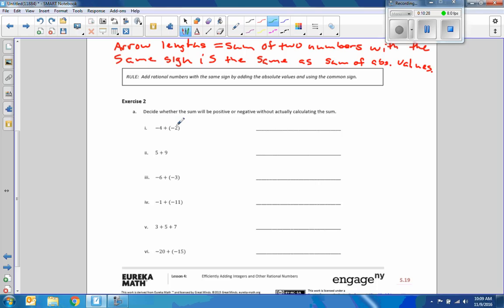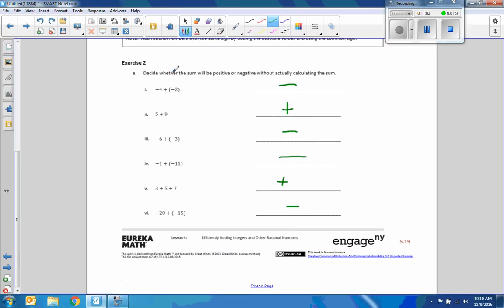A negative plus a negative will give me a negative. A positive plus a positive, right and then right, will still be to the right of 0. If I go left and then left some more, I'm to the left of 0. If I go right and then right some more and then right some more, I'm still to the right of 0. Starting at 0, going left 20 and then left 15, we're going left the whole time, so the answer will be negative. So it said do that without finding the sum. Decide whether the sum will be positive or negative without actually calculating. So we're just talking direction.